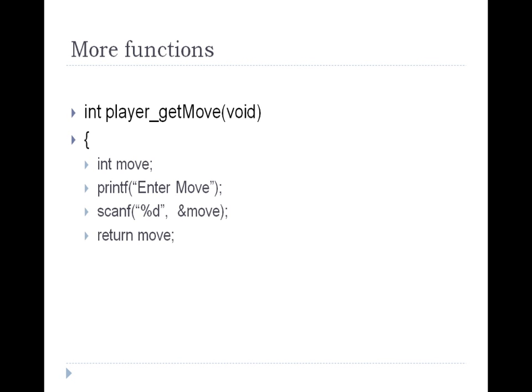If you look at this piece of code, this is a very simple piece of code. Integer player get move. We talked about functions last time, and we said that every function has a name. So this piece of code has a name, and the name of this function in this particular case is player get move.